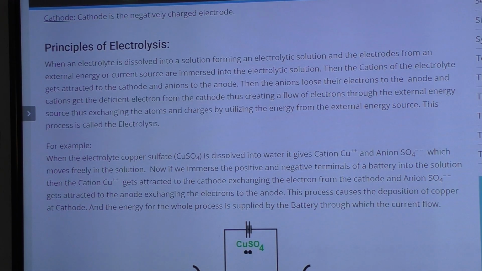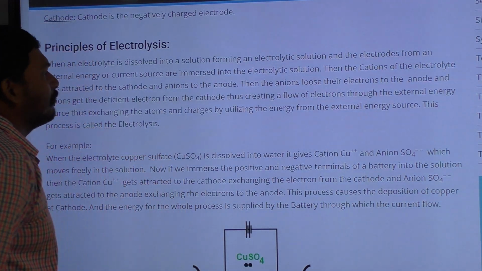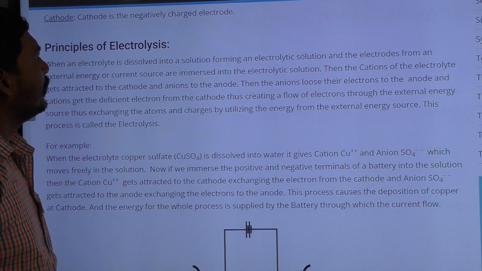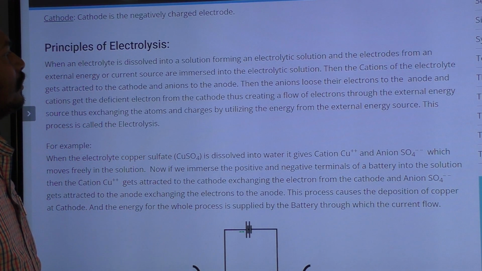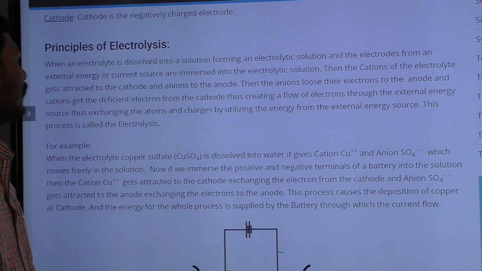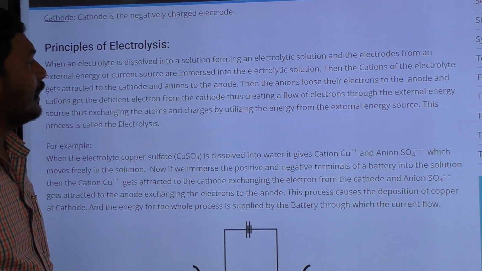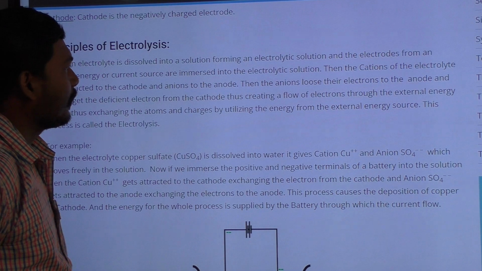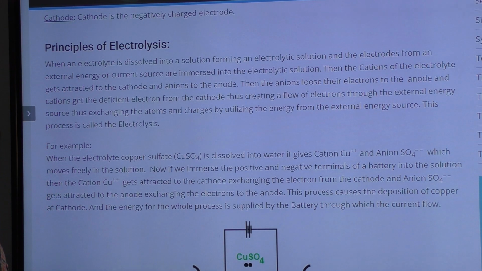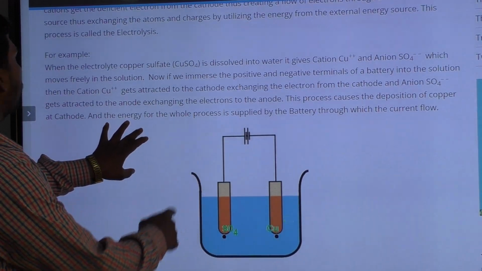Then the anions lose their electrons to the anode and cations get the deficient electrons from the cathode, thus creating a flow of electrons through the external energy source, thus exchanging the atoms and charges by utilizing the energy from the external energy source. This process is called electrolysis. Now we will take the example which I have just shown to you.